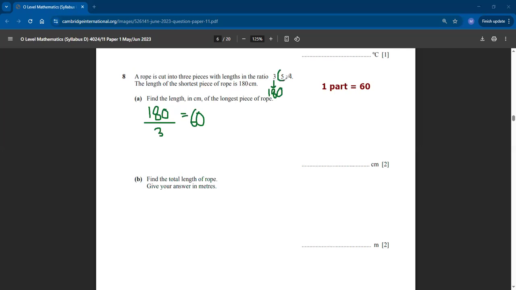The longest piece of rope is the one that has a ratio of 5. One part represents 60. So how many would 5 parts represent? Just do 60 multiplied by 5. 6 into 5 is 30. And just add an extra 0 because you ignored that initially. So that's going to be 300 centimeters. Okay, find the total length of your rope.